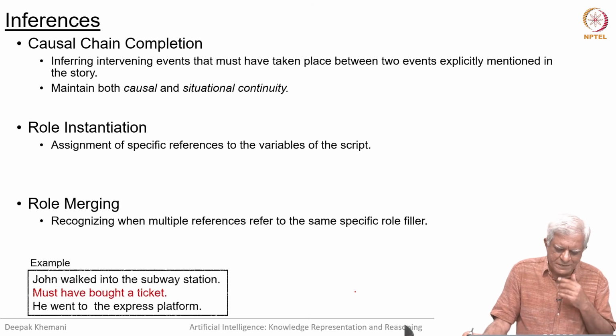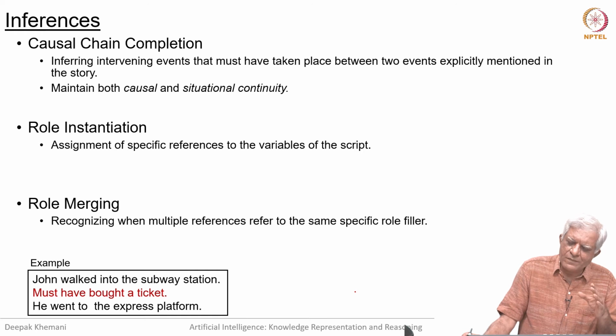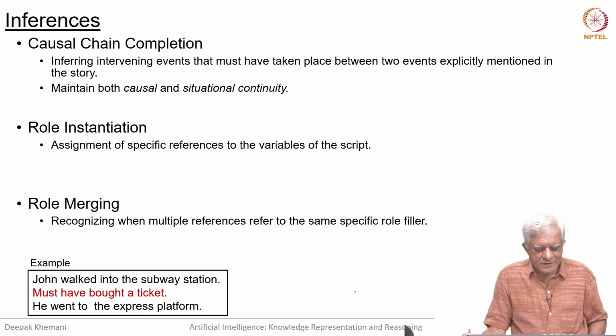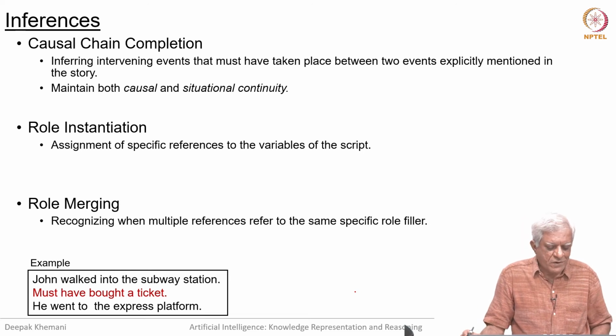So, here is a small example of a 2-line story. The line in the middle is not part of the story. The story is simple. John walked into the subway station. He went to the express platform. That is all that is said in this part of the story. But the first thing, causal chain completion, is that you can fill in that he must have bought a ticket, or of course, he must have a pass or something like that, which allows him to travel, let us say, for a long period of time.